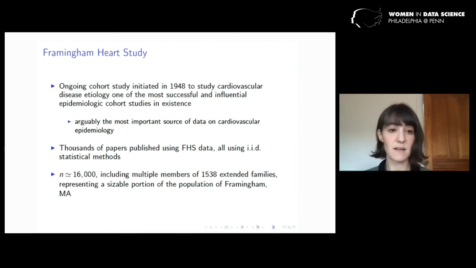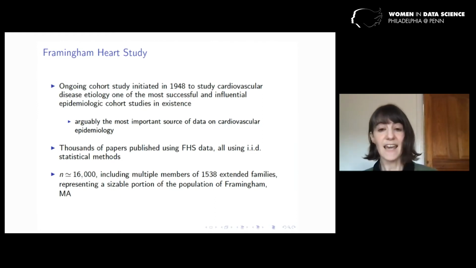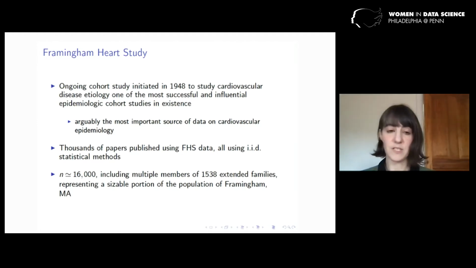Hundreds of new papers are published using these data every year. And just about all of these papers, all of the papers that are not explicitly about genetic relatedness in the Framingham Heart Study cohort, use IID statistical methods. IID means independent and identically distributed. So all of the papers published using these data assume that the subjects are independent.